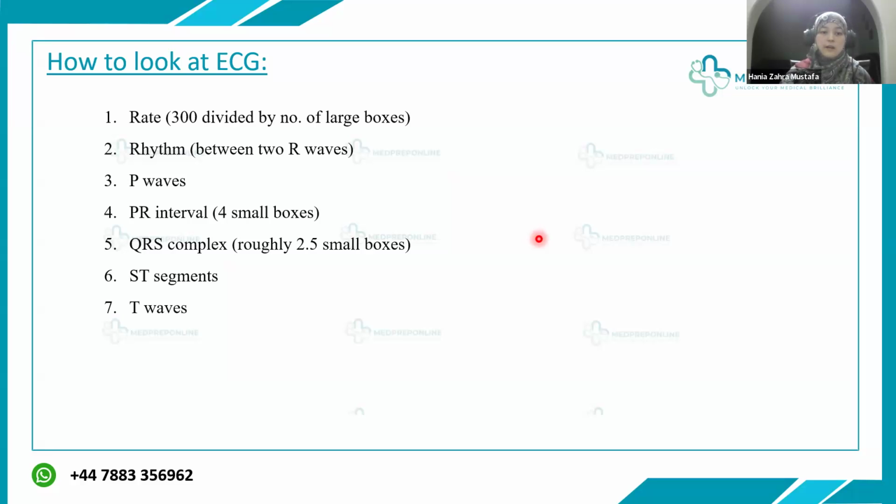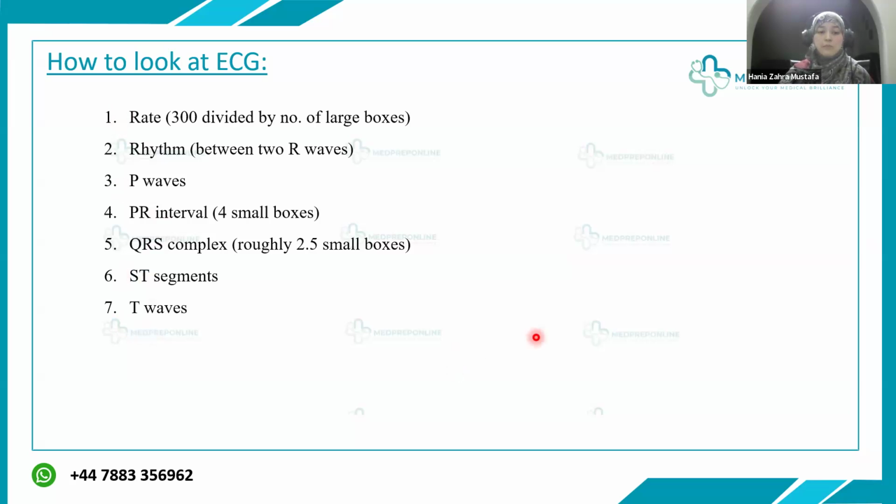Look at how to interpret an ECG. Basically, what I do is first of all look at the rate of the ECG, then I look at the rhythm, then I look whether it has P waves or not, then I look at the PR interval, then the QRS complex, then ST segments, and then the T waves. If you go systematically like this, you will never miss anything in an ECG.